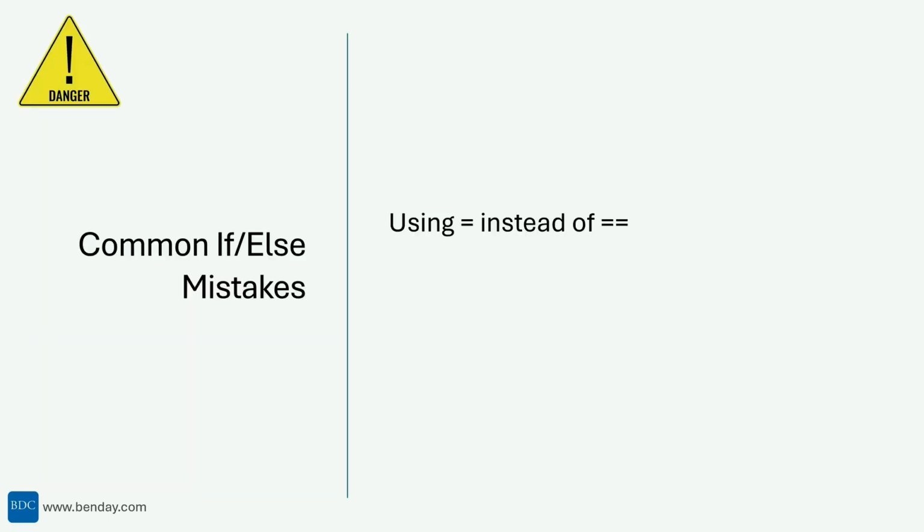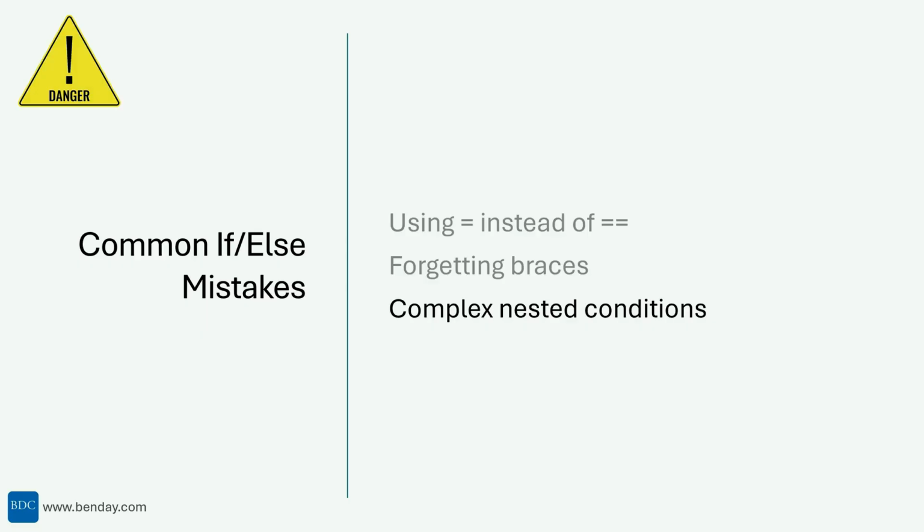This drives me crazy. Single equals is assignment, double equals is comparison. If x = 5 won't even compile in C#, thankfully. You can omit braces for single statements, but please don't. It makes bugs so much more likely when you add code later. If you're nesting more than 2-3 levels deep, step back. Extract methods, use early returns, or rethink your logic.